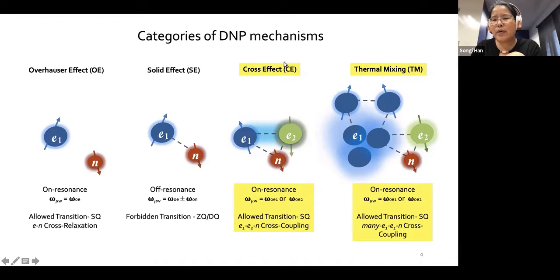So with the current hardware, cross-effect and thermal mixing rely on allowed transitions, but even there is a huge amount of improvement and tuning that we can do. So those are the 2 mechanisms I want to talk about. In cross-effect, specifically, the role of dipolar and J coupling is a key point that I will discuss. And in thermal mixing, it's clear that many electron spins need to be involved, but how exactly the spatial distribution of the involved spins becomes important. So those are the 2 topics that I will discuss.